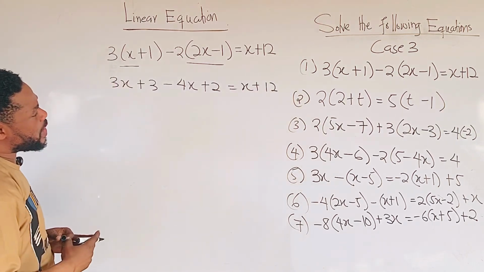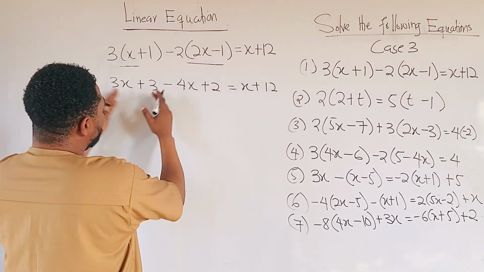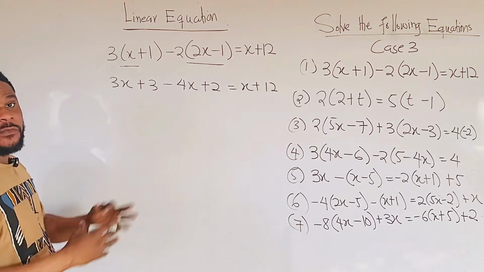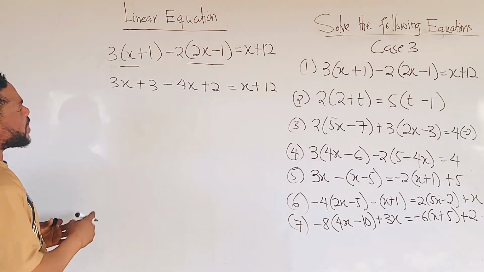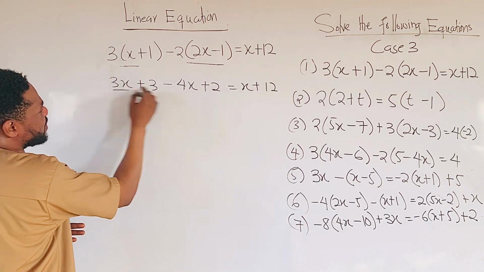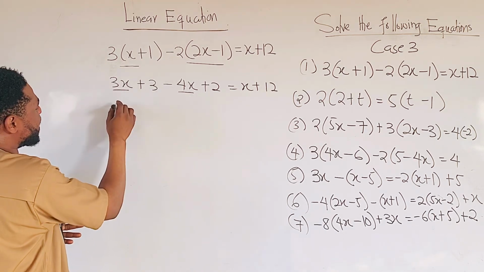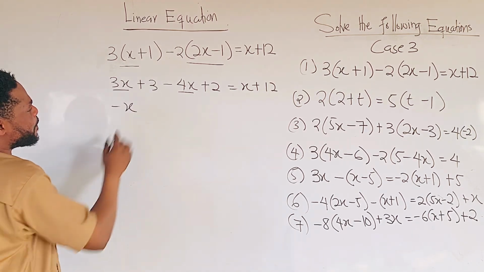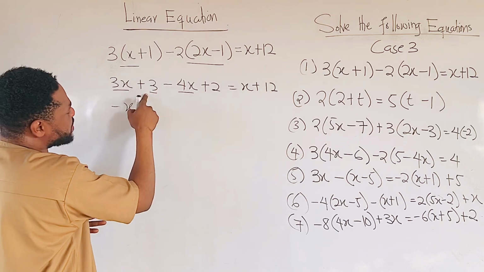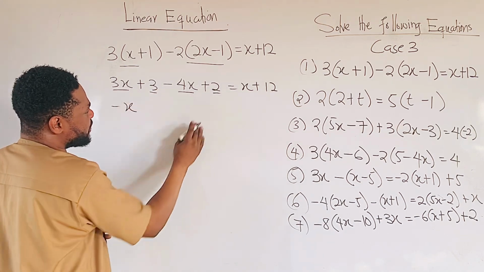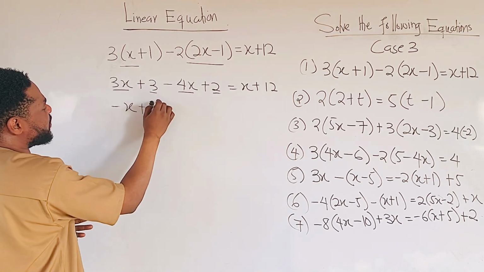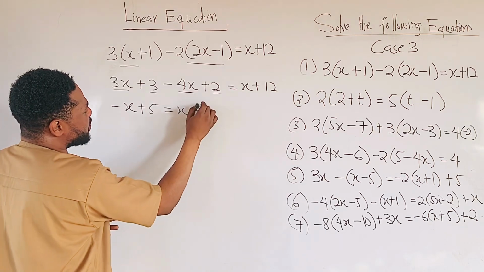At this level, what can we do? We can simplify what is on the left hand side before we group like terms. So let's see what we can do here. We have 3x here and -4x, and 3x minus 4x will give us -x, and we have 3 here, which is positive, plus +2, which will give us +5, equal to x plus 12.